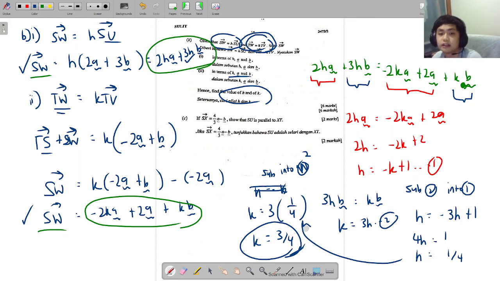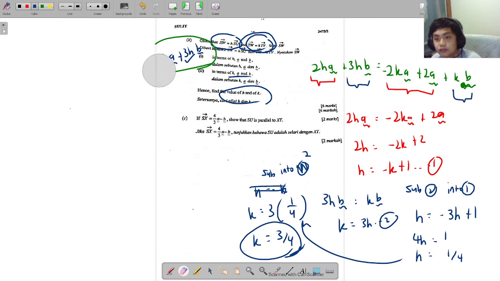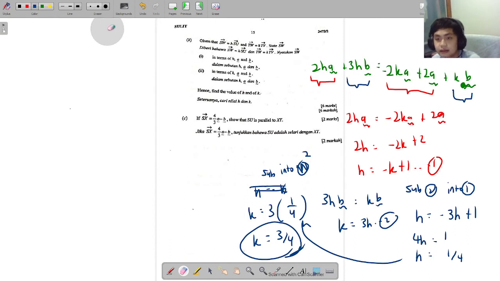It's a bit hot. So to the last part, part C, if Sx is equals to 4 over 3a minus b, show that Su is parallel to xt. So I'm just going to write it down first. Sx equals to 4 over 3a minus b. Show that Su is parallel to xt. So I gotta write this down first.